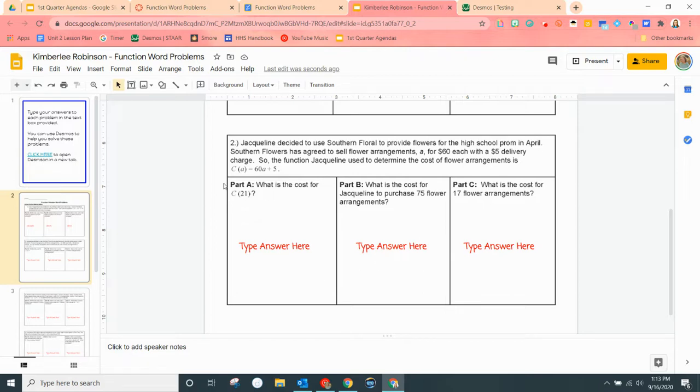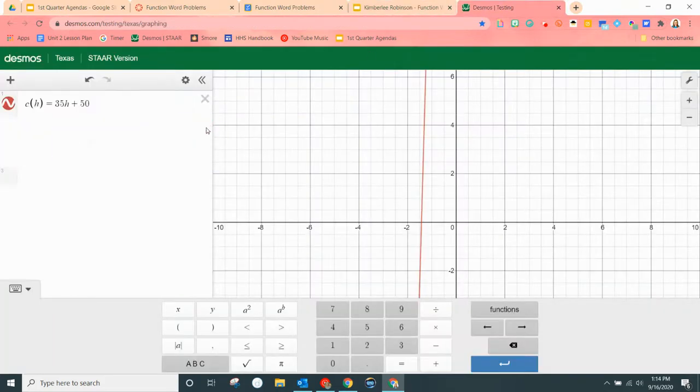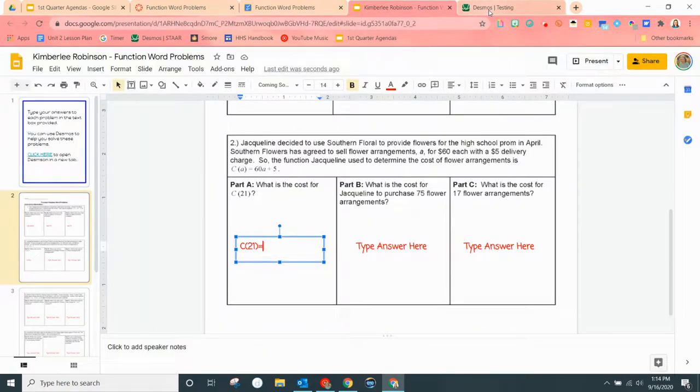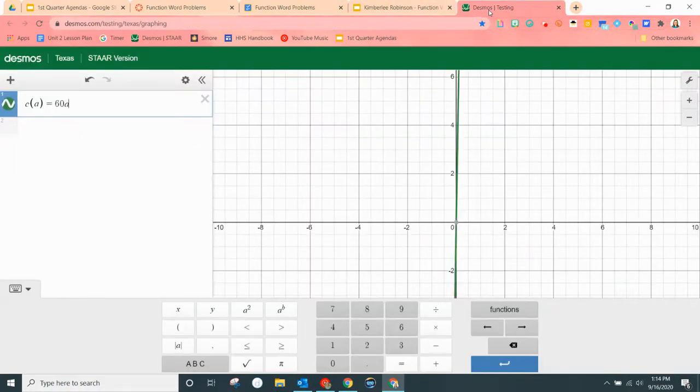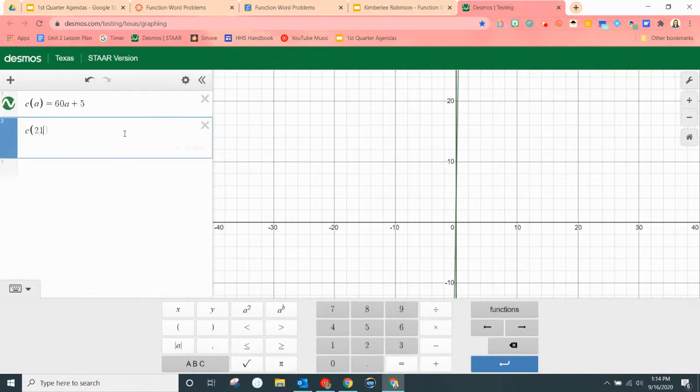So they're telling you if you have an input of 21, which, what is our input? A, which they told us stands for arrangements. So they're actually asking you, hey, how much is it going to cost Jacqueline if she buys 21 flower arrangements? So let's go put our function in Desmos. Remember, you have to tell Desmos what the function is first. You can't just start typing C of 21 and expect Desmos to know what you're talking about. It needs to know the entire function. So C of A equals 60A plus 5. Desmos has got to know the function, and there it is, and it's giving you the picture of it. Okay, so then they told us to find C of 21.